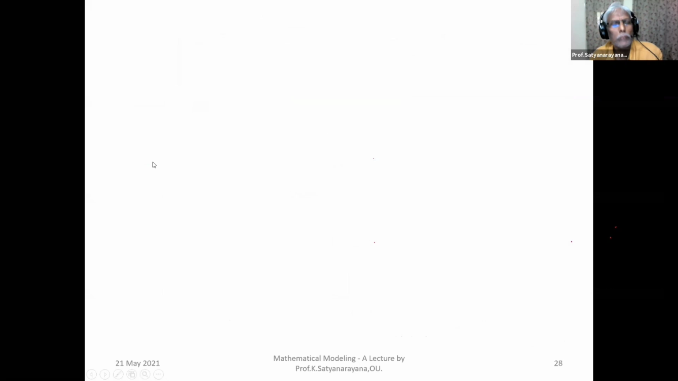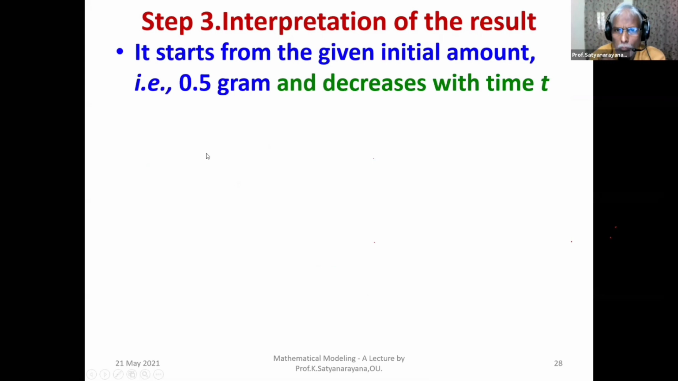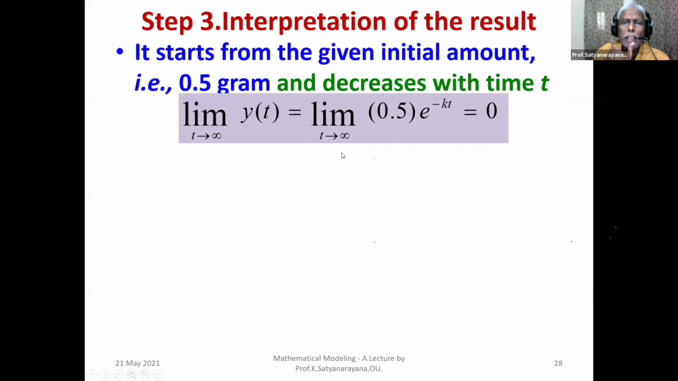Step 3. Interpretation of the result. It starts from the given initial amount 0.5 grams and it decreases with the time t. In the process, you can also find the half-life period. But as t tends to infinity, y of t will be the limit as t tends to infinity of 0.5 times e to the power of minus kt, where k is positive. e to the power of minus kt as t tends to infinity will be 0.